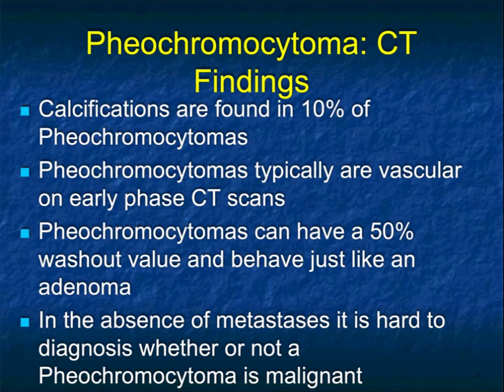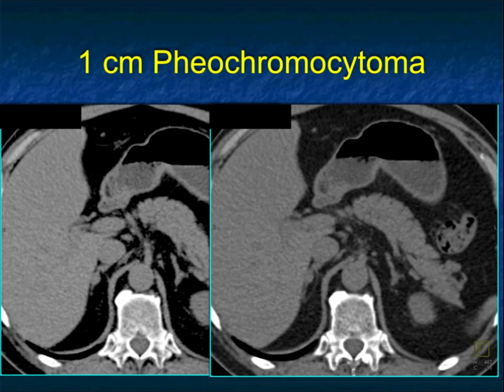Now, we said Pheos are very vascular, and again, the washout value is just not helpful. In terms of defining which Pheos are malignant, that's a tough call. Sometimes you can see, and I'll show you one good example, infiltration around the gland, which makes it easier. But most of the time, it's the necessity of seeing METs, whether it's to the liver or to bone or lung, that allows you to make the diagnosis.